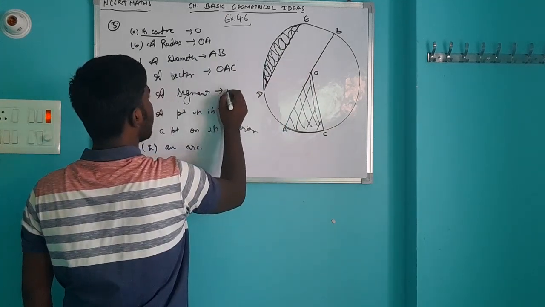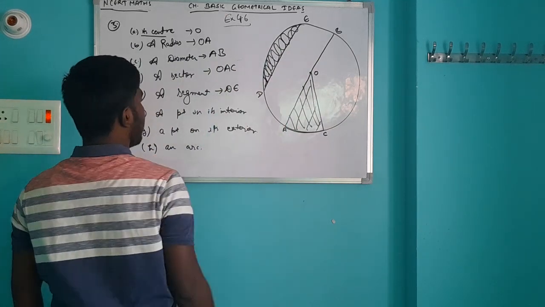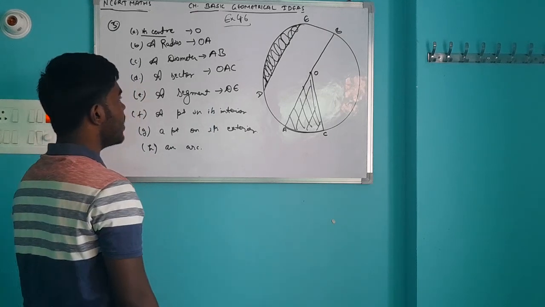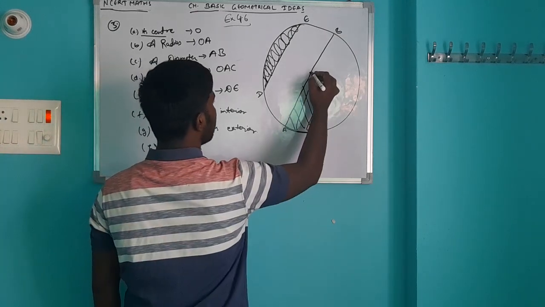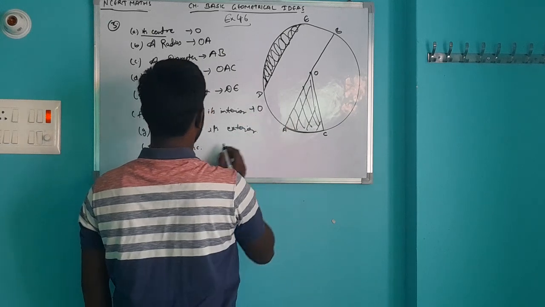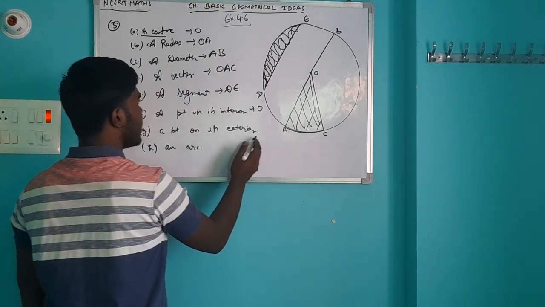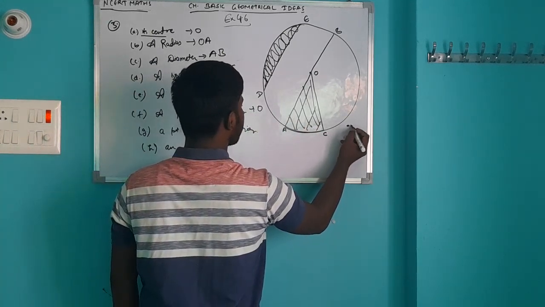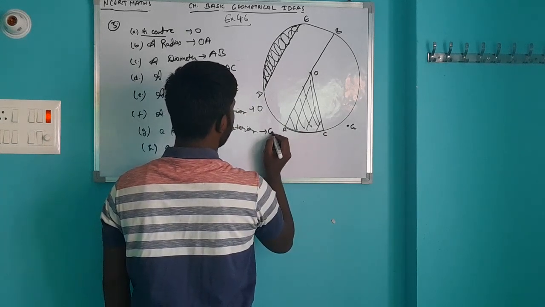So it will be DE. In F part we have a point in its interior, simply a point O. And a point on its exterior: mark anywhere outside the circle, it will be G.